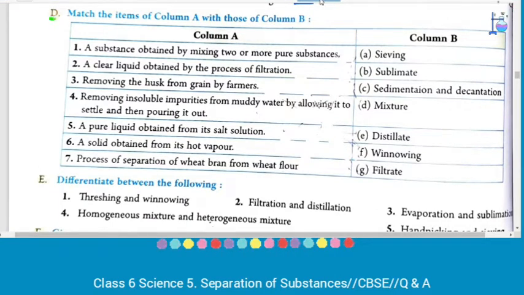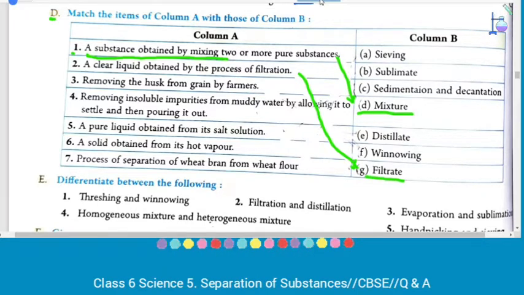Section D. Match the items of column A with those of column B. First one, a substance obtained by mixing two or more pure substances is called as mixture. Second one, a clear liquid obtained by the process of filtration is called as filtrate.